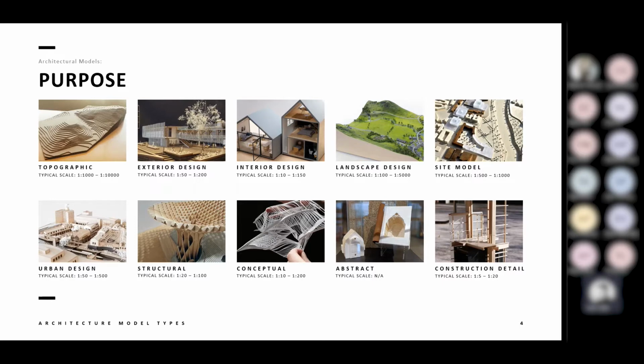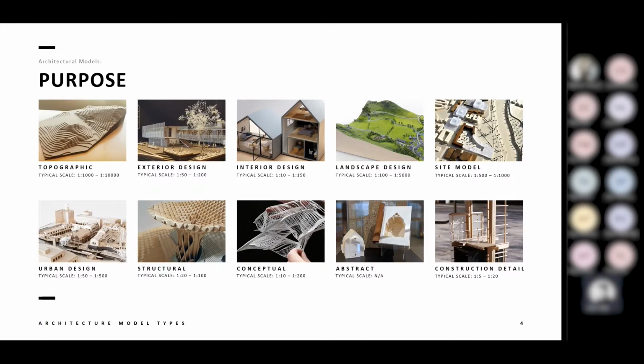So for instance, we have structural models. You can see there's this model of the Metropol Parasol. These would again be 1 to 20 to 1 to 100. And these would actually represent the way that the structure would work in real life. So in this one, this is an interlocking structure, and this one was laser cut. So that would have grooves in both directions on the top of one of them and on the bottom of the next, and they would essentially just slot together.